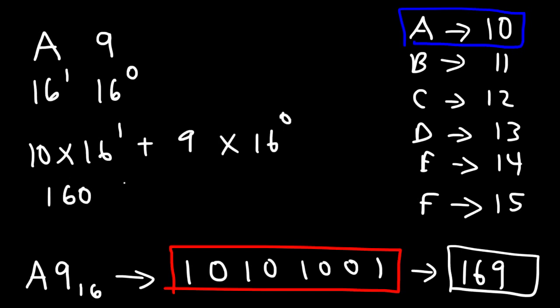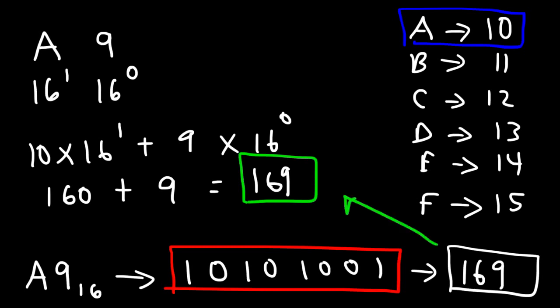10 times 16 is 160. And 16 to the 0 power is 1. You have 9 times 1, which is 9. And so this adds up to 169. So because these two have the same values, we know that these two are equivalent to each other. So this is indeed the final answer.